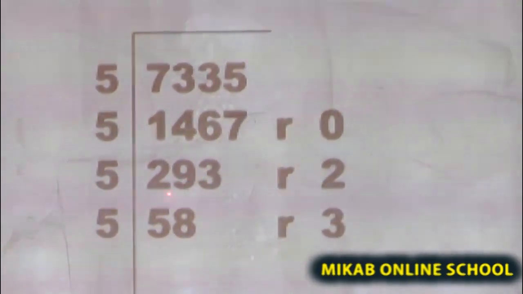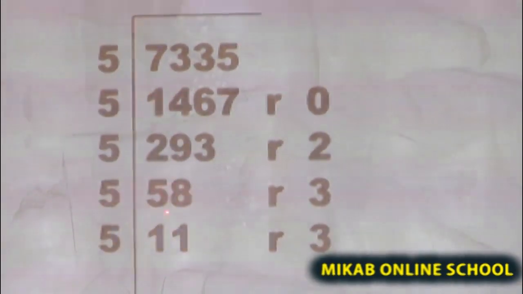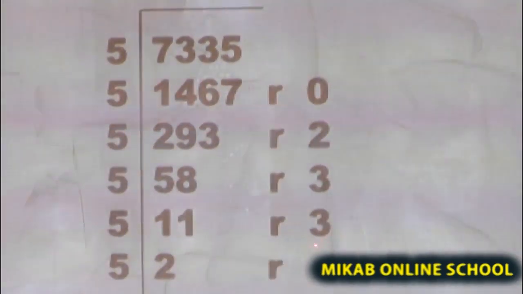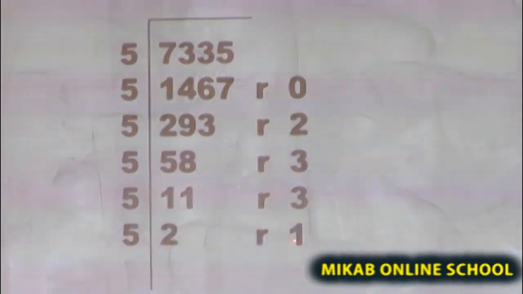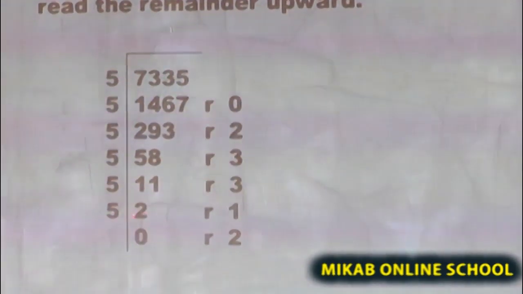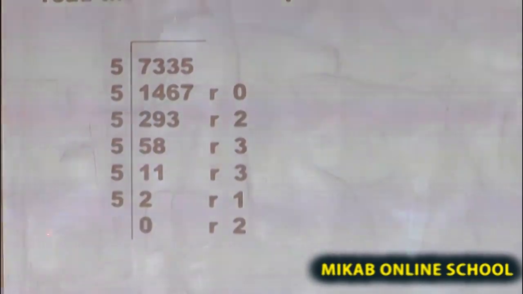Again 5 will divide 293, and I'll have 58, and this time a remainder of 3. You see the way I'm writing the remainders down. Now 5 will also go into 58. I will have 11 and a remainder of 3. Then 5 into 11, I'll have 2 and a remainder of 1. Now 5 into 2, obviously 5 cannot divide 2 completely, so we'll have 0, remainder 2.